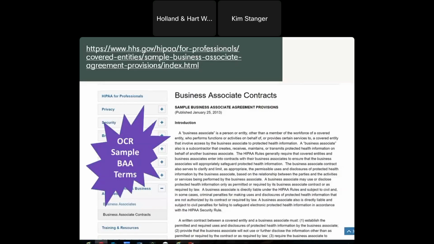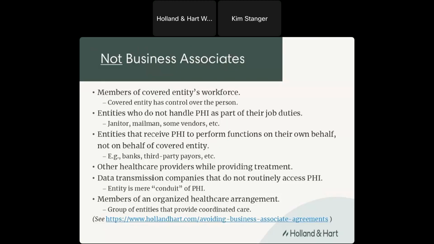The government has actually published sample business associate contract language, but I'm not a fan of it. It imposes more obligations than you're really required to assume under HIPAA. So I'm not a big fan of the government's sample language. I prefer other language that more closely tracks with just what's required by the regulations.